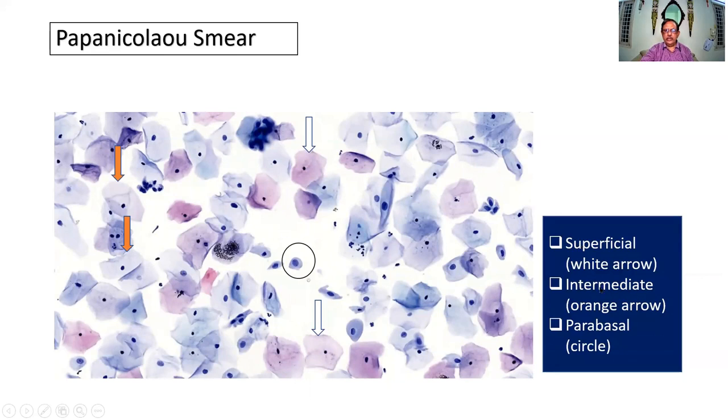The intermediate cell, on the contrary, is slightly smaller. Compared to this fellow, it is smaller. The nucleus is more vesicular or larger. Look at this one, the nucleus is larger and the cytoplasm is pale bluish. So that is a classical picture of an intermediate cell. The parabasal cell, on the contrary, is the smallest cell. It is not the basal cell. Just above that, we have got a parabasal cell which has got the largest nucleus. So the orange arrow is the intermediate cell, white arrow is the superficial cell, circle is the parabasal cell.